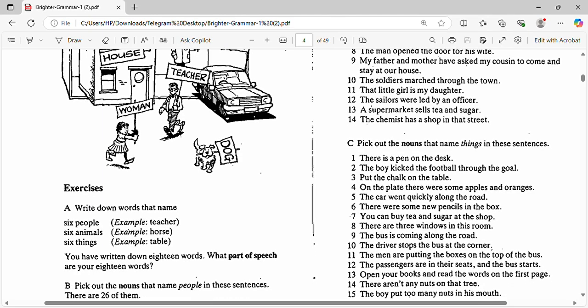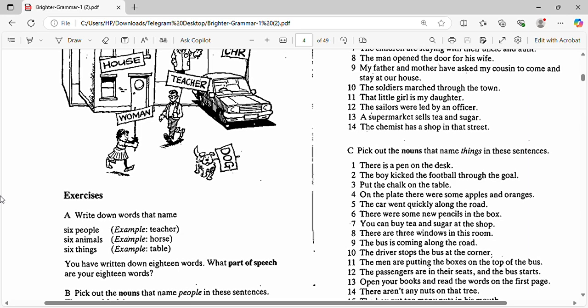So this exercise, we are going to do it together. Write down words that name 6 people, 6 animals, 6 things. So I'm going to wait for you to write them. You're going to write 18 words in total. 6 words that name people. It could be teacher, man, daughter, officer. Then 6 words that name animals. It could be cat, dog, tiger, lion. Then 6 words that name things. Could have chair, table, house, book. Just name 6 things and I'll wait for you.